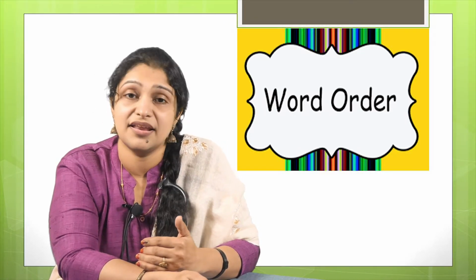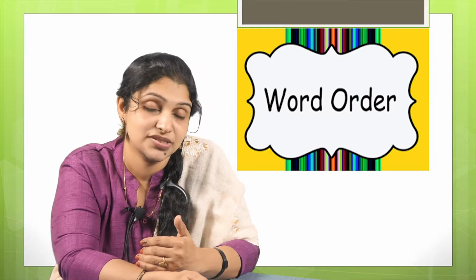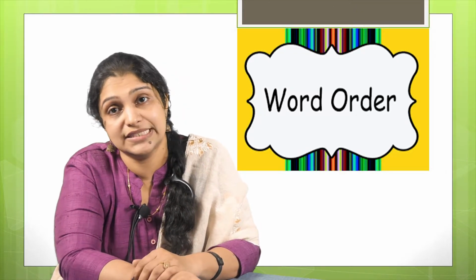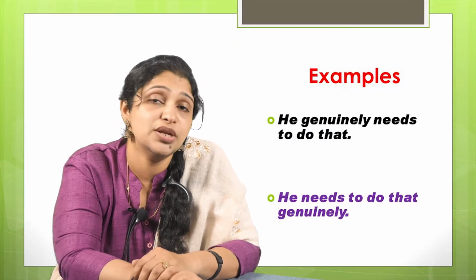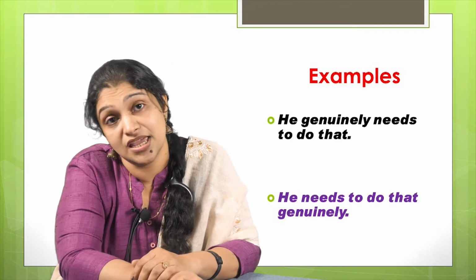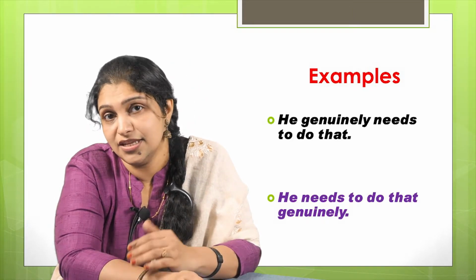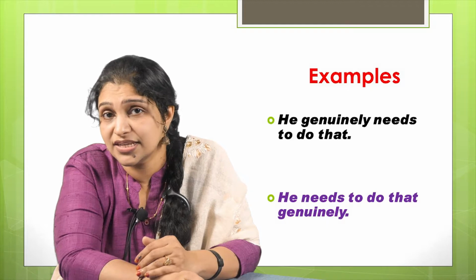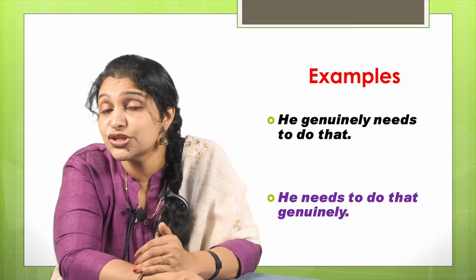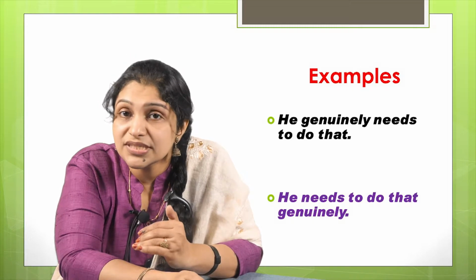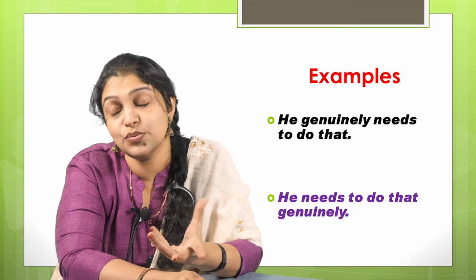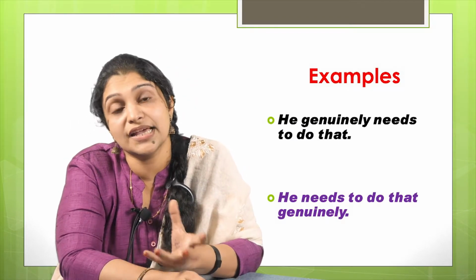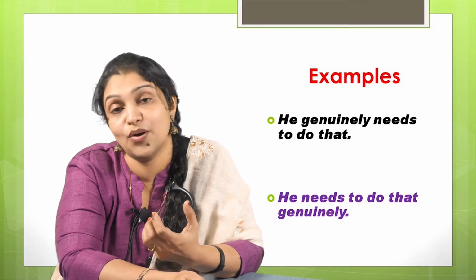It's more complicated than that when subtleties need to be expressed or when descriptions need to be detailed. Now consider the two following sentences. He genuinely needs to do that. Now I am slightly changing the word order and saying, he needs to do that genuinely. They use the same words, but they differ in meaning. Why? Because the word order is changed. The first signifies that the person really needs to do something, while the second means that the person must do something honestly or with sincerity.